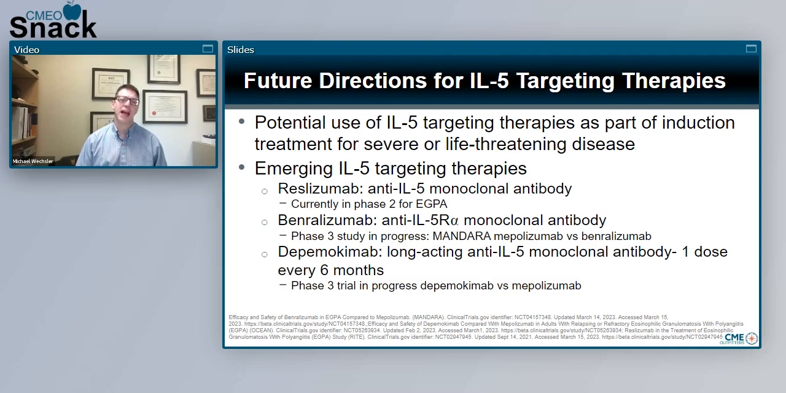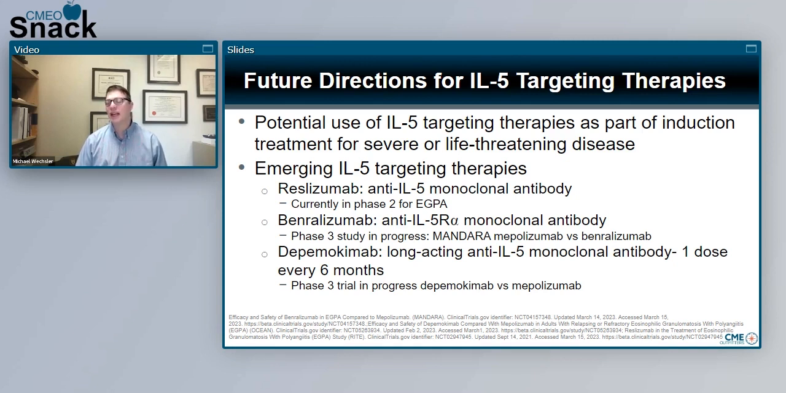In asthma, we already have approval of not just mepolizumab, but also reslizumab and benralizumab, which is a therapy that targets the IL-5 receptor and can result in depletion of eosinophils not only by blocking IL-5, but also by inducing antibody-dependent cell-mediated cytotoxic effects that kill off the eosinophils. Currently, there's a phase 3 study comparing head-to-head mepolizumab to benralizumab. It's called the MANDARA study, and results will hopefully be available in the coming year.